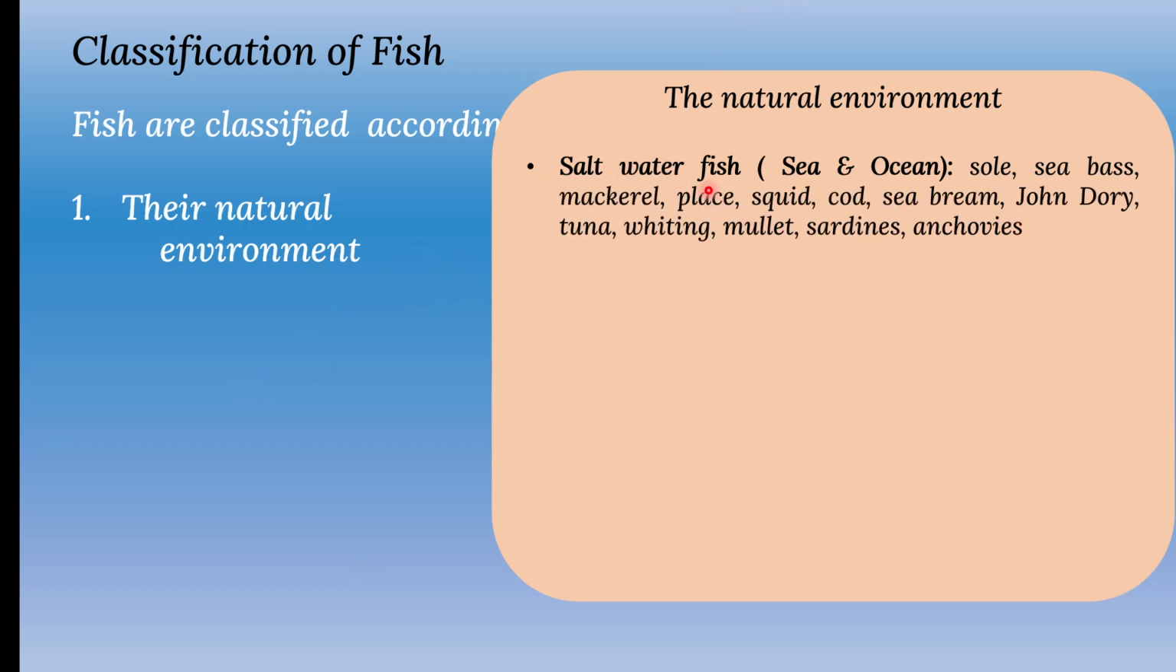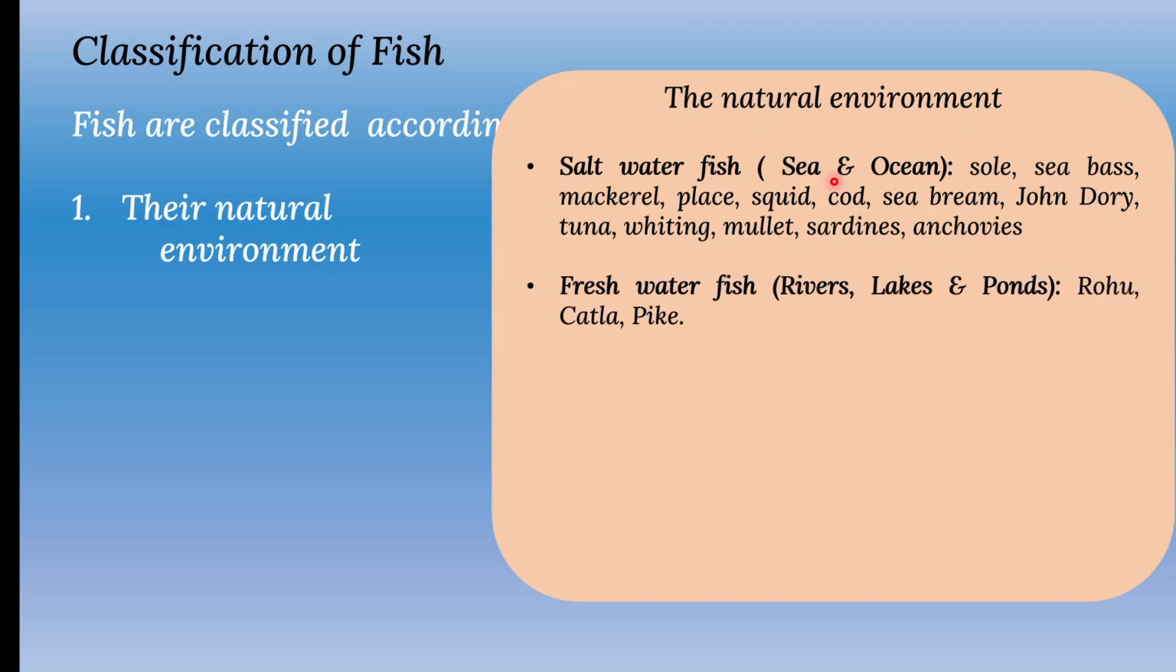It can come from salt water. Salt water means from sea or ocean. And we have a few examples out here: sole, sea bass, mackerel, plaice, squid, cod, sea bream, John Dory, tuna, whiting, mullet, sardine, and anchovy. And there are many others as well. Okay, so this is an example. These fish are saltwater fish, that is from sea or ocean. Correct.